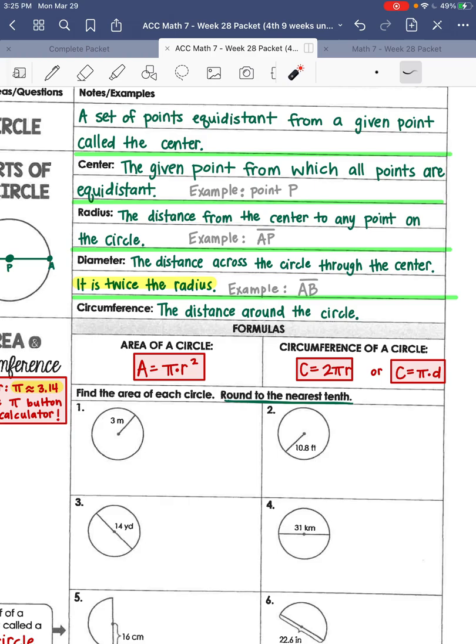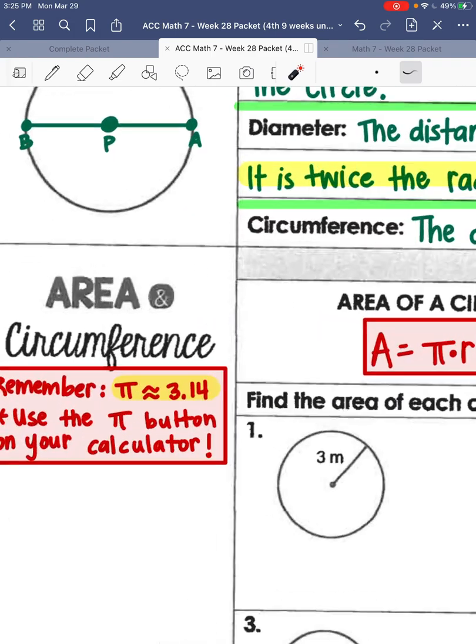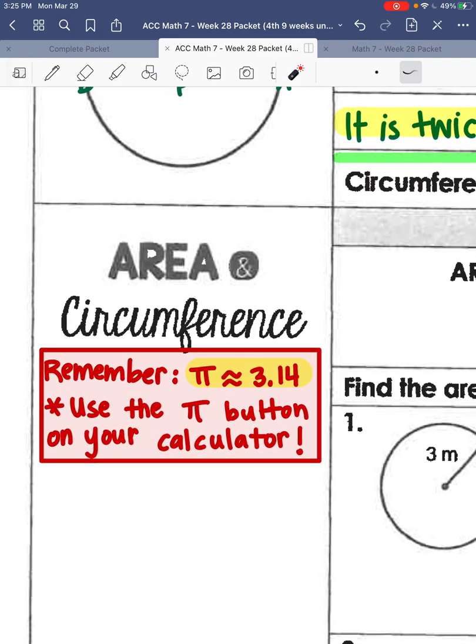Now, all of these formulas have this symbol pi in them. So I want you to remember that pi is approximately 3.14. And instead of using 3.14, we're actually just going to use the pi button in our calculator.